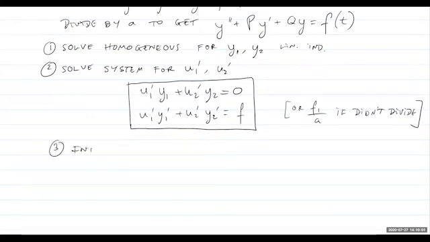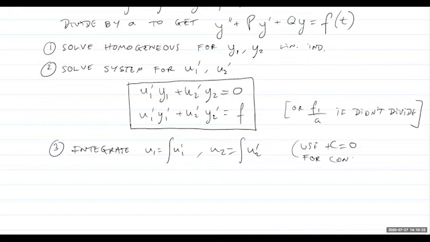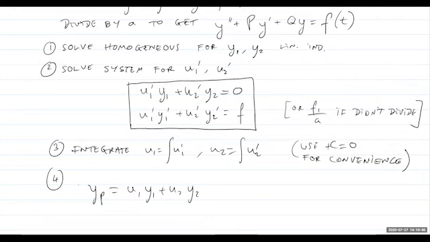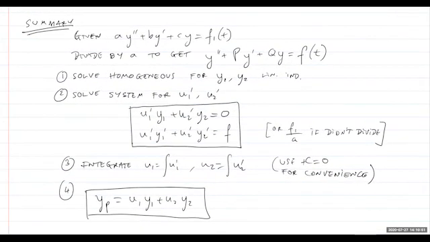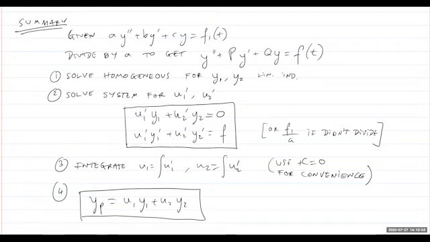Step 3. Integrate. u1 equals the integral of u1 prime, u2 equals the integral of u2 prime. The plus c, just make it 0, because why not? Life is short. Finally, step 4. Y sub p is equal to u1 y1 plus u2 y2. There we go. That's the totality of the variation of parameters method. I'm going to leave this screen on for a couple seconds so that you can hit pause and take notes.